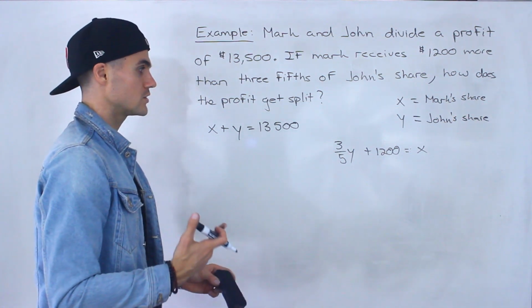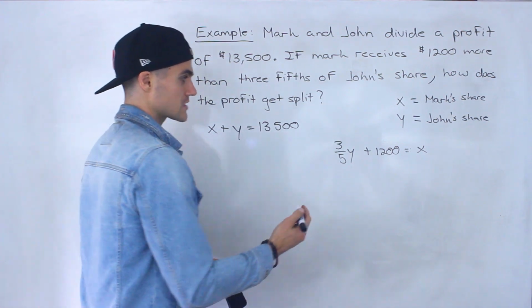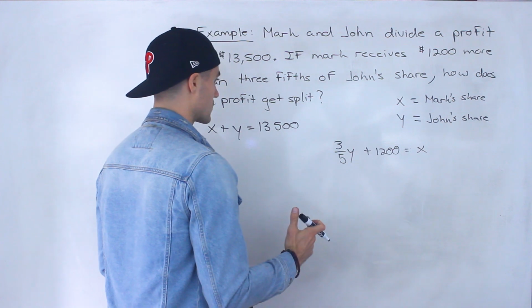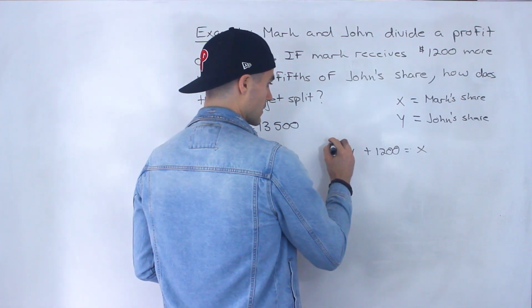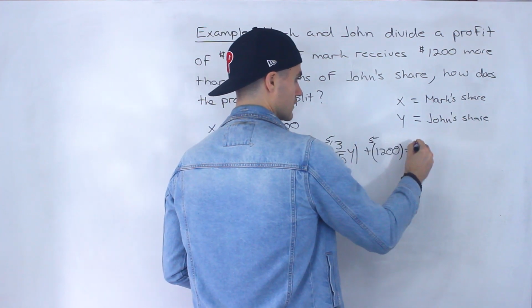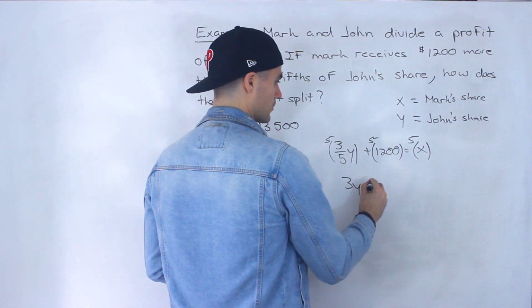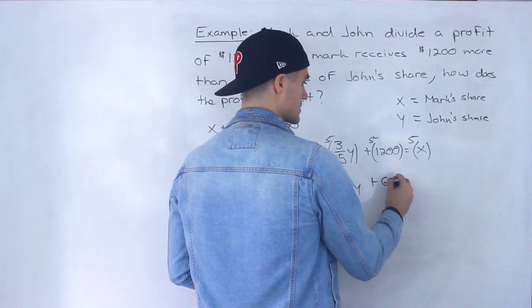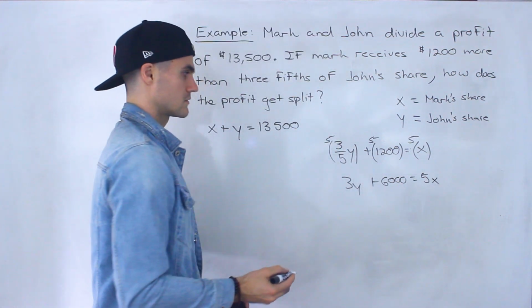So whichever way you want to do it, whether it's with substitution, elimination, we just got to solve for the X and Y. So what I'm going to do first is I'm actually going to multiply everything here by 5 just to get rid of this fraction. I just feel better working without fractions. So we'd end up with 3y plus 6,000 equals 5x, like that.